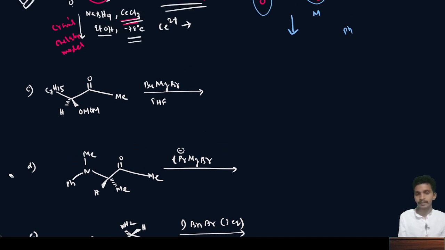For option C, what is there? Butyl MgBr. This is a Grignard reagent, and this is negative and this is positive. For this case, the reagent is this. Now what you see is that the lone pair is here. With this magnesium, it shows the chelating property. So here we will use the Cram-chelate model.